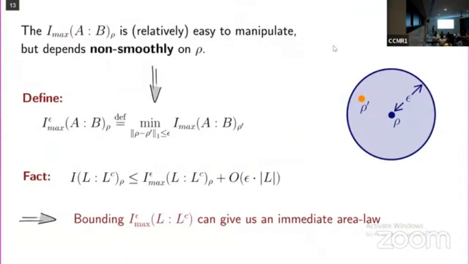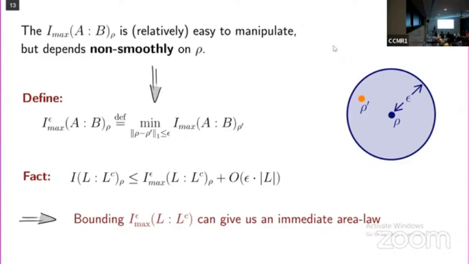Another definition that we have is the epsilon I max. The epsilon I max is the best thing that we can get if we are looking at a ball of size epsilon around rho. So what does it mean? It means that I have some bipartition of the system. I will look for anything which is close to rho, where this I max with respect to that rho and that bipartition of the system will be minimal.